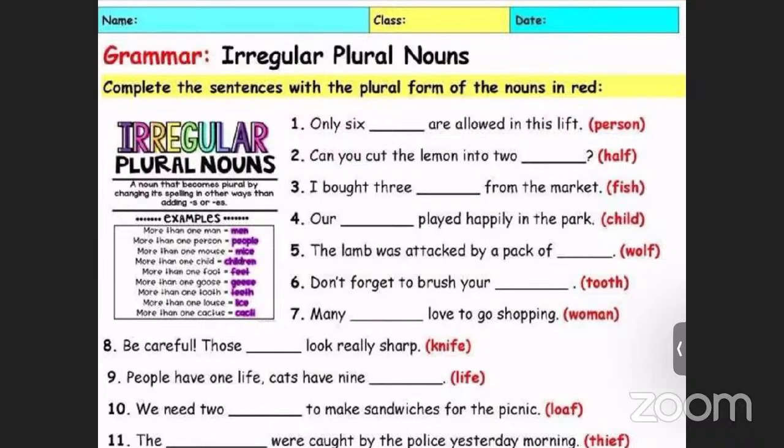Who can give me the answer for number 7? Love to go shopping. Go ahead, Georgia. Say it again. Many women love to go shopping. Okay. Is it woman? Many? You say many women love to go shopping, right? That's plural. Okay, go ahead. Thank you.